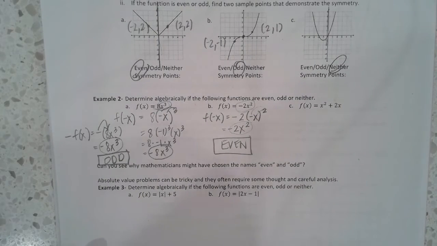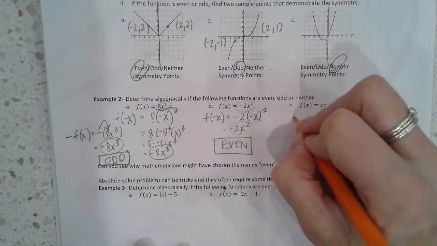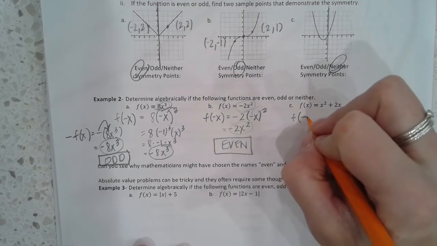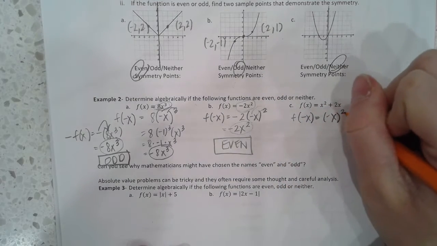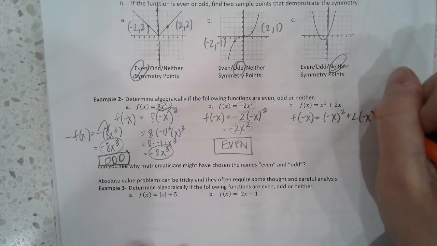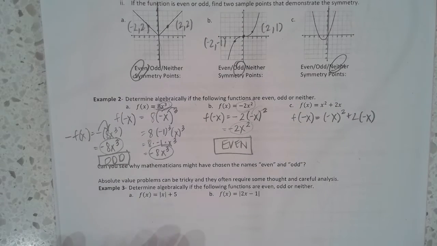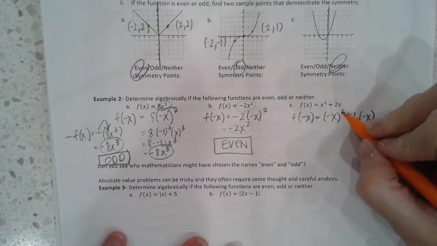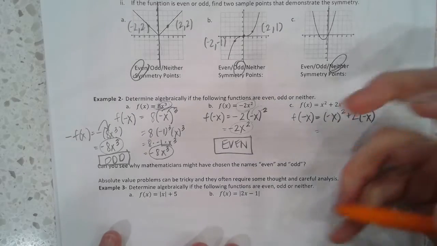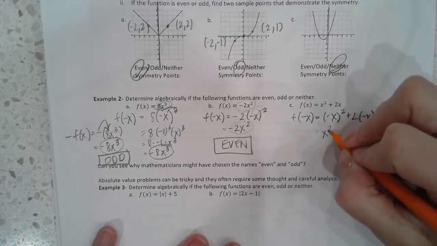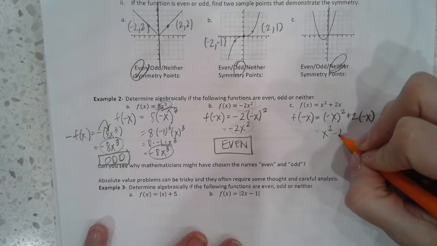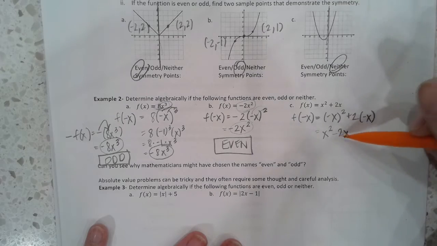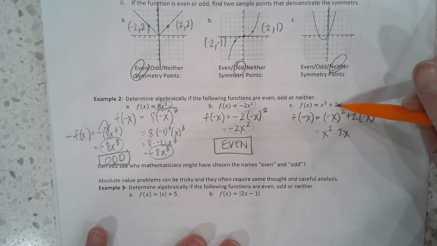For C, we're going to do the same steps. The first thing we do is take our function and make our x negative. That gives me negative x squared and 2 times negative x. Again, negative 1 squared is the same thing as positive 1, so we just have our x squared left. Positive 2 times negative x is negative 2x. Notice that this function and the original do not match, so it is not even.